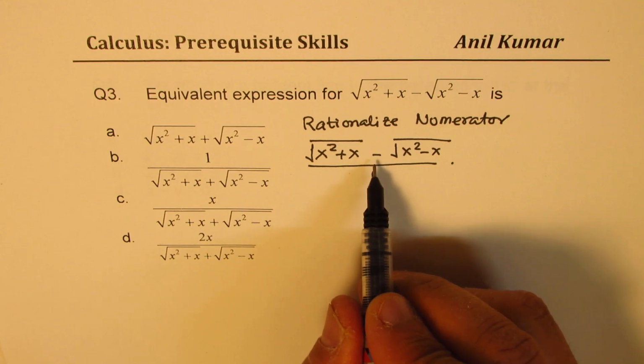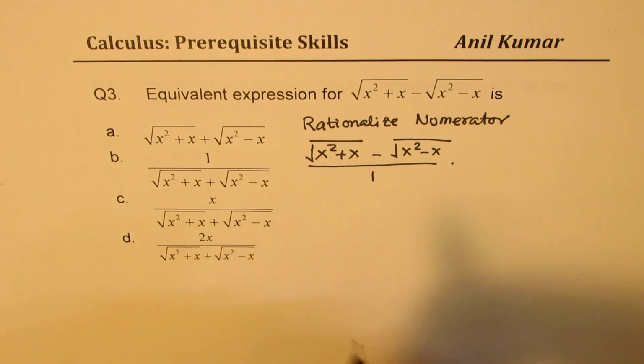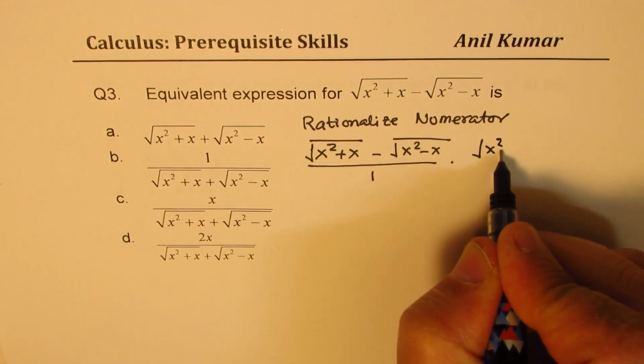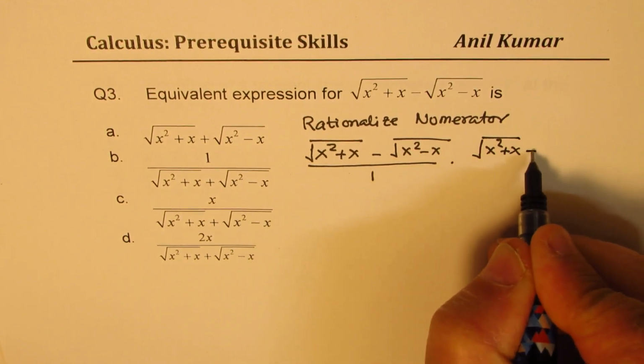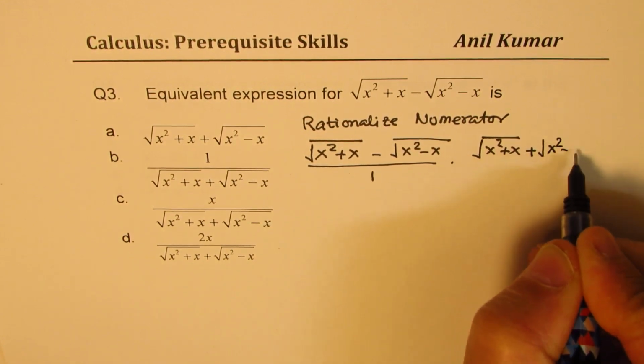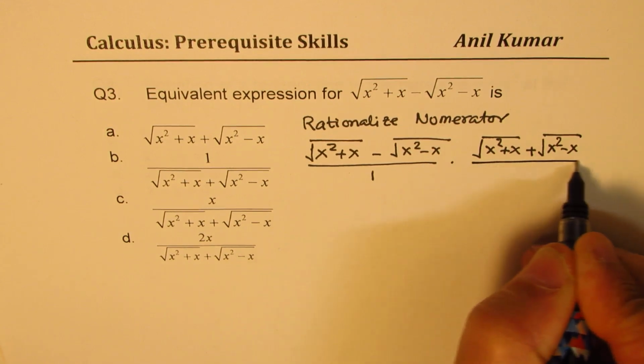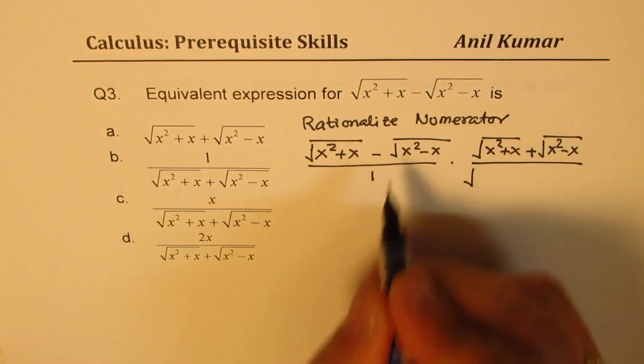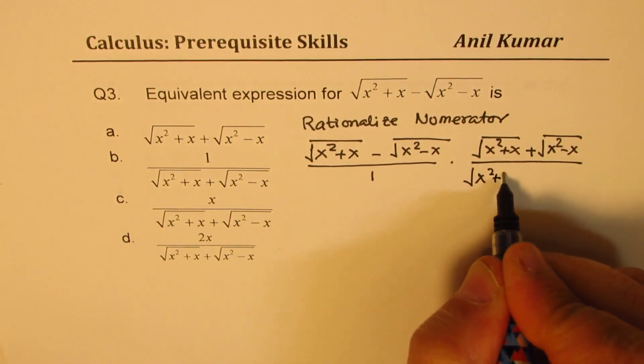Rationalization means multiply and divide by the conjugate. Now the conjugate of this is square root of x squared plus x plus square root of x squared minus x. Correct? So we are going to multiply and divide by the conjugate of the numerator. So we get this, right?